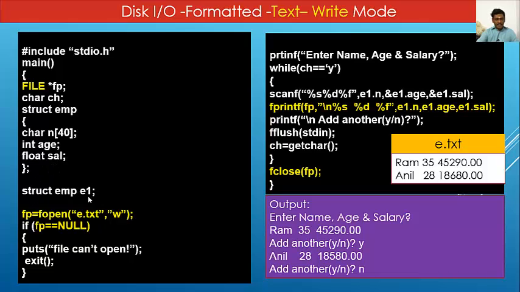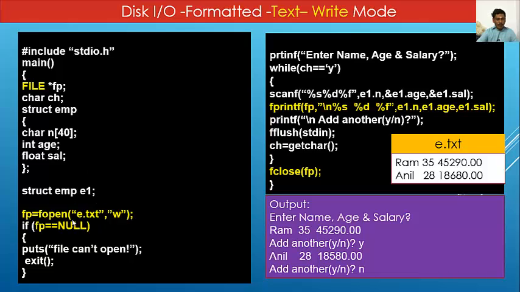Here we declare one structure variable, that name is e1. What is the size of e1? e1 has 3 elements. The first element is 40 bytes. The second element, integer, is 2 bytes. Float is 4 bytes. 4 plus 2, 6, plus 40, 46. The size of e1 is 46.